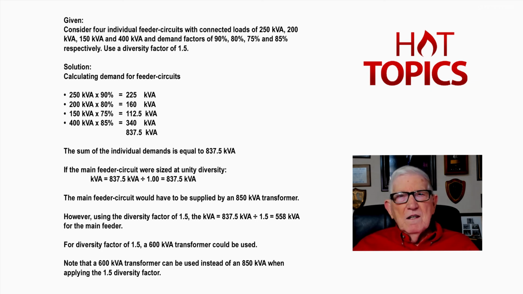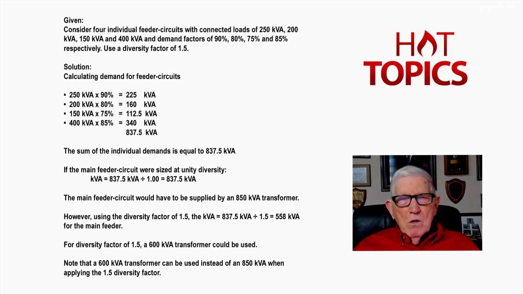But this is the difference. You have to keep in mind that demand factors are less than one, like 90%, 80%, and so forth. Diversity factors are greater than one, like 1.5, 2.0, 2.5, and so forth. And it's based upon the type of loads that are in the facility that you select your diversity factor. I hope this is helpful to you and kind of explains it.